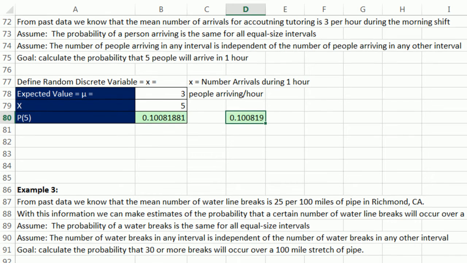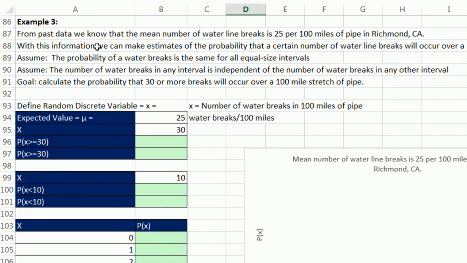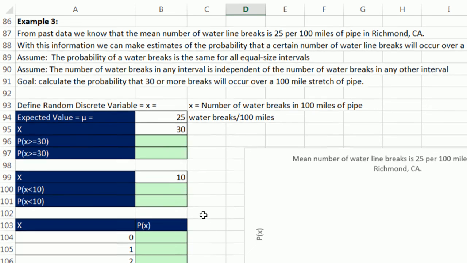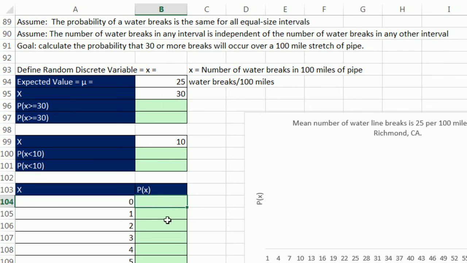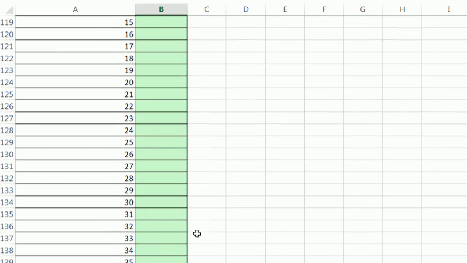Now let's look at our third example for Poisson distribution. From past data, we know that the mean number of water line breaks is 25 per 100 miles of pipe in Richmond, California. So our goal is to calculate the probability that 30 or more breaks will occur over a 100-mile stretch. Actually, we'll do a few different calculations here. Let's first come down here and calculate all of them. So I actually made this one big and tall here.